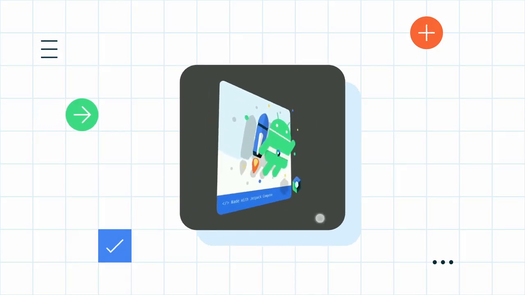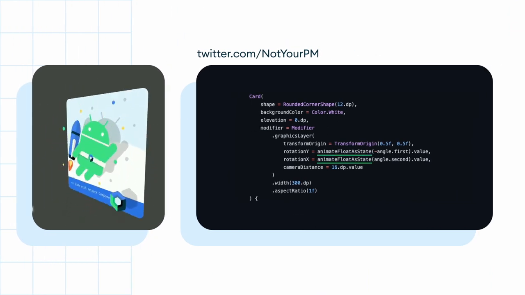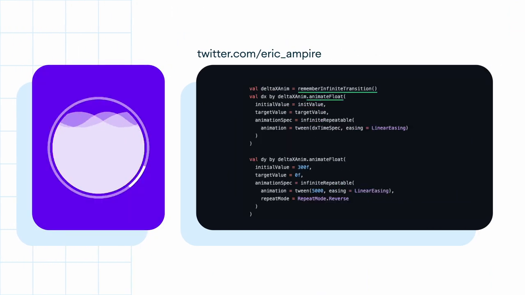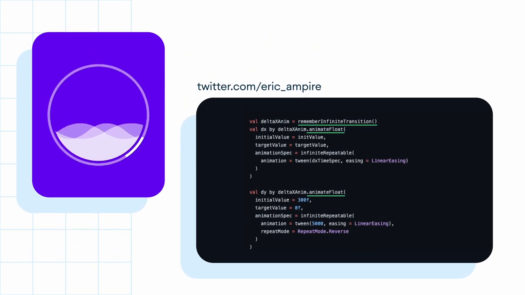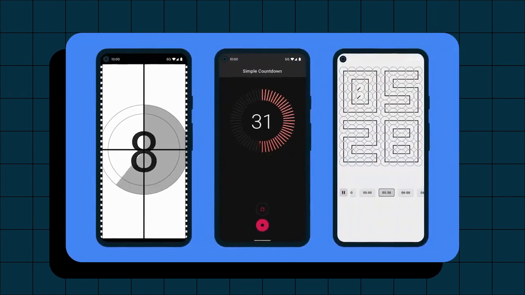Many Compose animation APIs are available as composable functions, just like layouts or other UI elements, and they are backed by lower-level APIs built with Kotlin coroutine suspend functions. To understand more about the beauty and power behind an animation, I spoke with my friend, Doris Liu, the engineer on the Compose team, who built all of the animations you can find there.